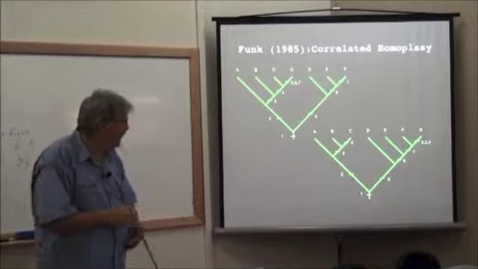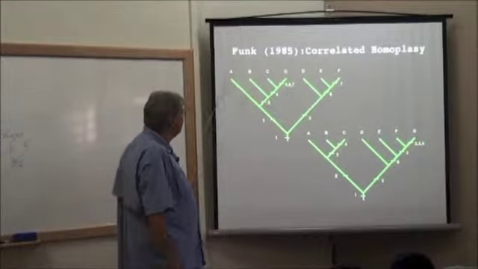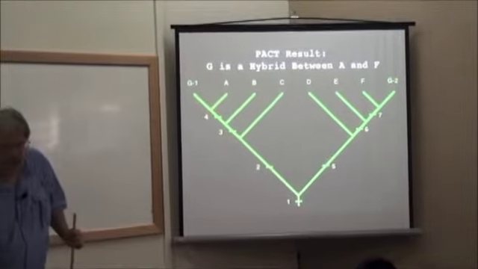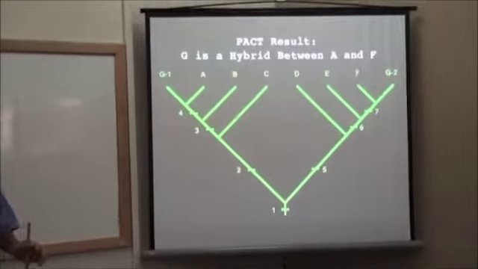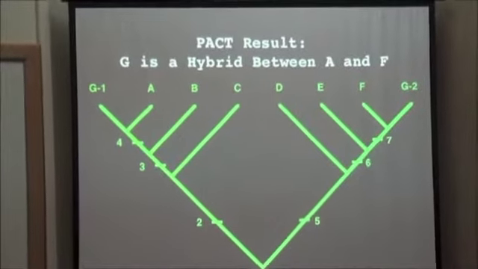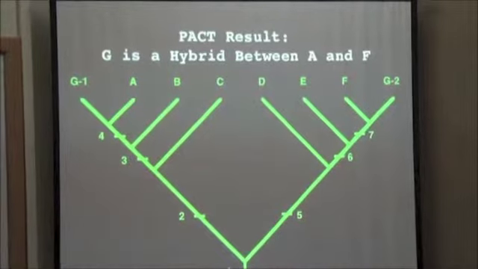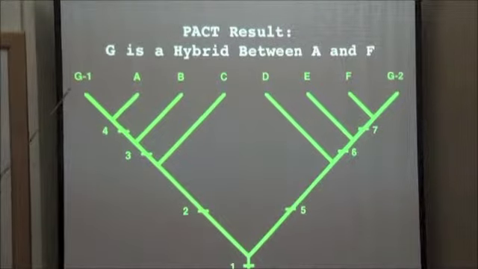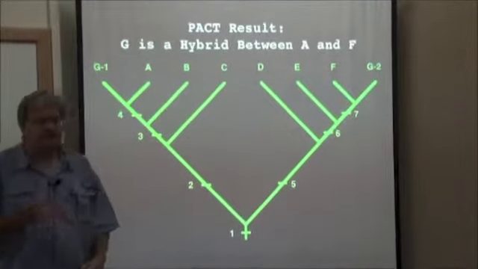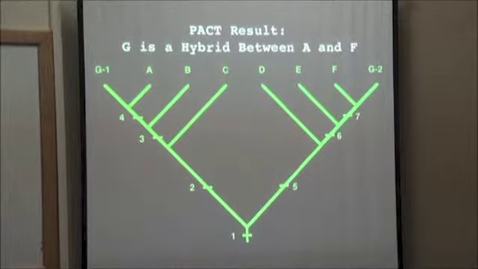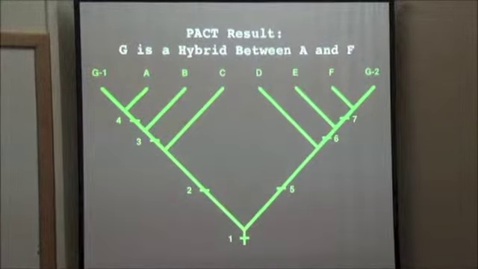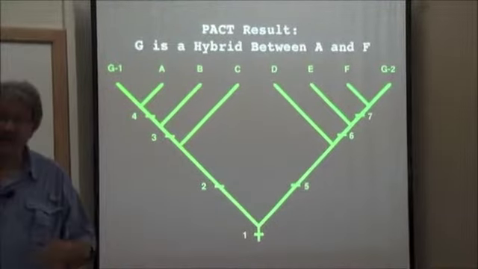So what happens if we take these data for these species and do a PACT analysis? We end up with no homoplasy. See, because PACT doesn't allow homoplasy. All the homoplasy is explained away by the duplication rule. In this particular case, if G is a hybrid of A and F, then there isn't any real homoplasy. There's just hybrid speciation. On the other hand, if G is not a hybrid, then PACT analysis is giving you the wrong answer.